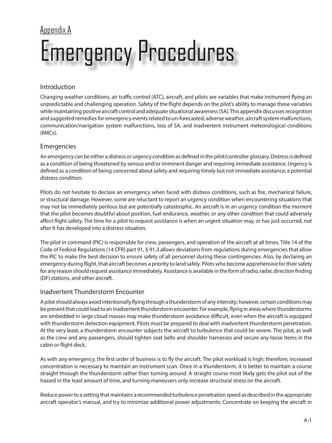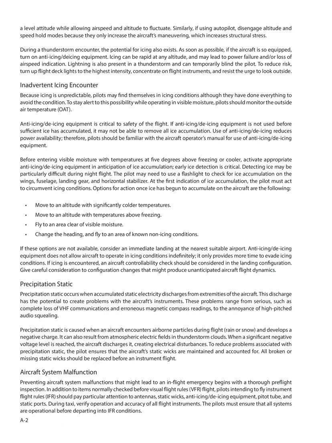Once in a thunderstorm, it is better to maintain a course straight through the thunderstorm rather than turning around. A straight course most likely gets the pilot out of the hazard in the least amount of time, and turning maneuvers only increase structural stress on the aircraft. Reduce power to a setting that maintains a recommended turbulence penetration speed as described in the appropriate aircraft operator's manual, and try to minimize additional power adjustments. Concentrate on keeping the aircraft in a level attitude while allowing airspeed and altitude to fluctuate.